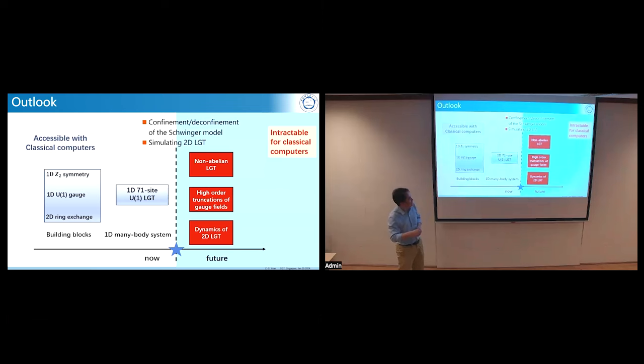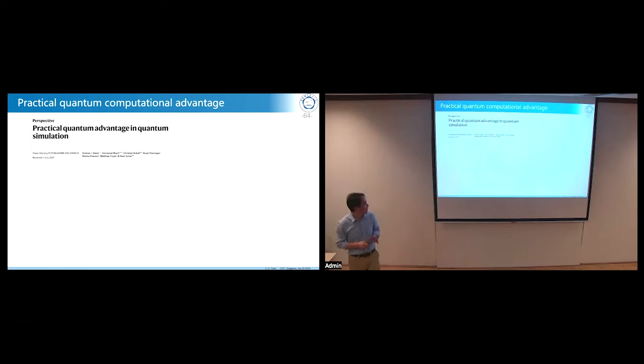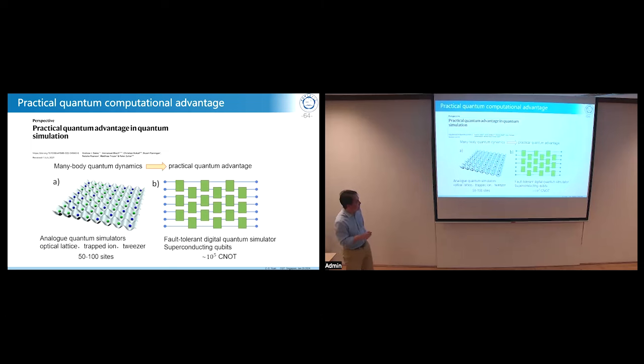This is more and more in the intractable regime for classical computers. And a very interesting thing is we're now collaborating with Professor Dimitris Angelakis, and we're trying to make some simulation of the quantum many-body system for showing the possibility of practical quantum advantage. We use the many-body quantum dynamics, what we are doing now here in the lattice. This is the analog quantum simulator in the lattice. Probably it could be in the trapped ion or tweezers.